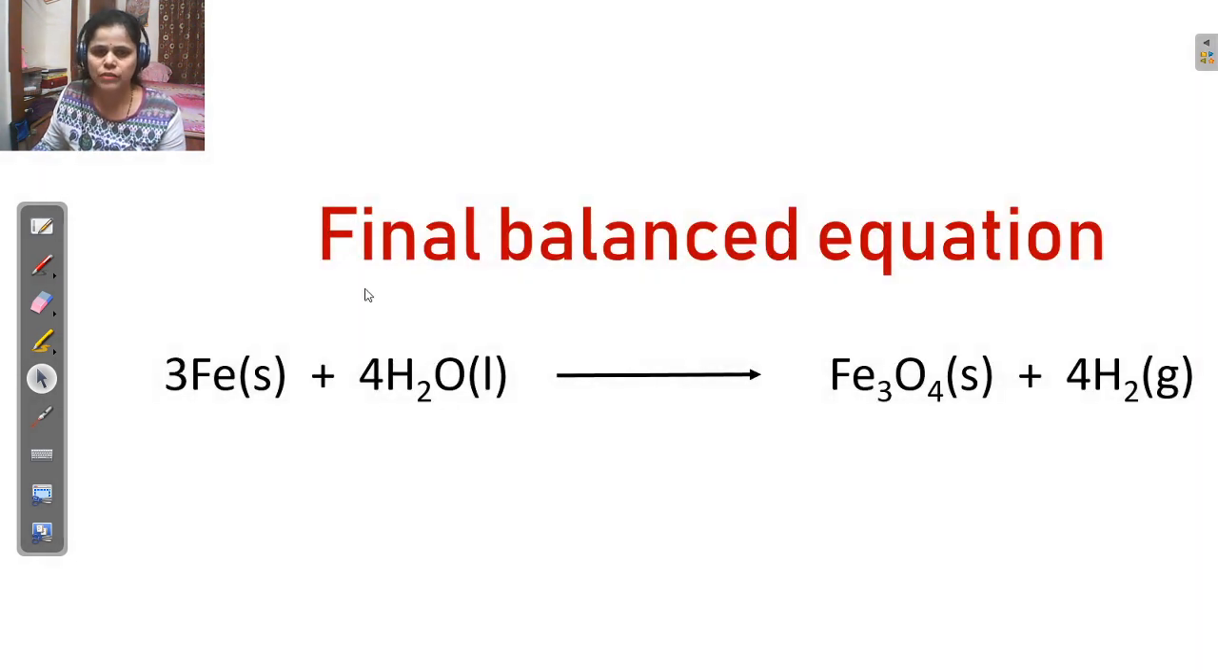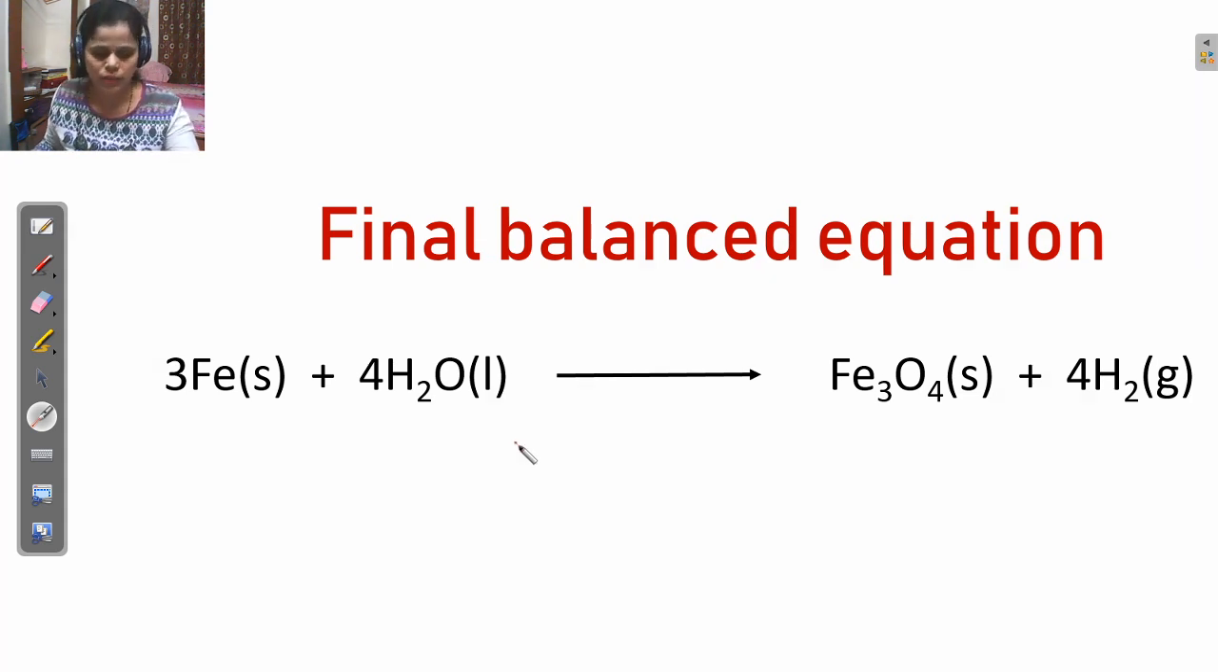Okay, so our final balanced equation is this, and our last rule is we have to write the physical state of the compounds or elements. So write down here Fe, S is for solid, and water, L for liquid, then ferric oxide solid, and H2 is a gas. So this is your balanced equation.